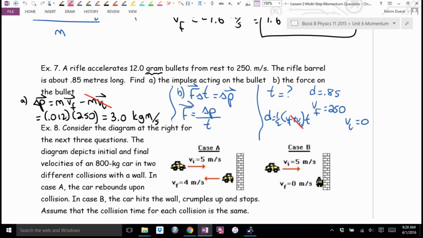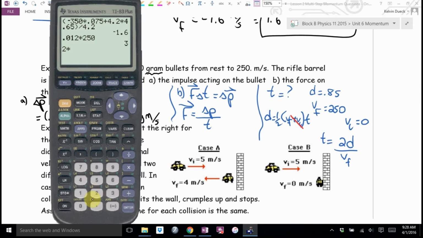How would I get the T by itself? Braden, I think what I would do is divide by 1, or do I care about dividing by 1? Is that going to change anything? No. What would that 2 on the bottom side? Times by 2? Yes? And divide by VF. I'm having to really cram this in here. I think time is going to be 2 times D divided by VF. Yeah? It's going to be 2 times 0.85 divided by 250.